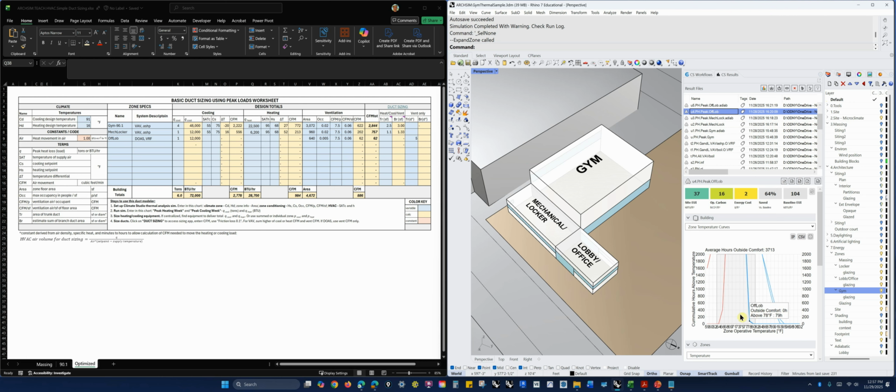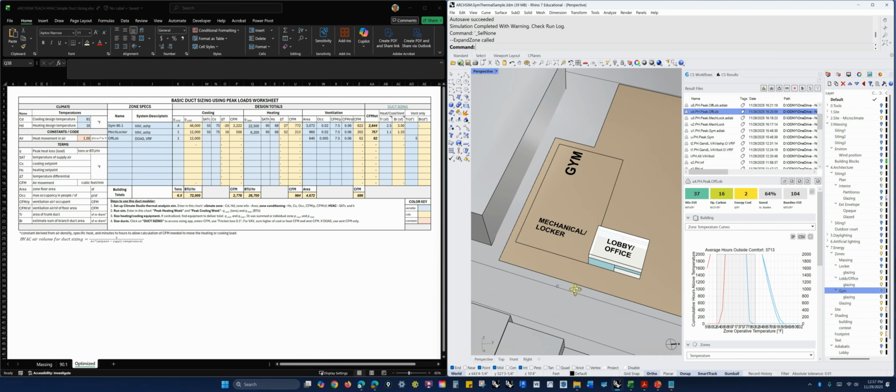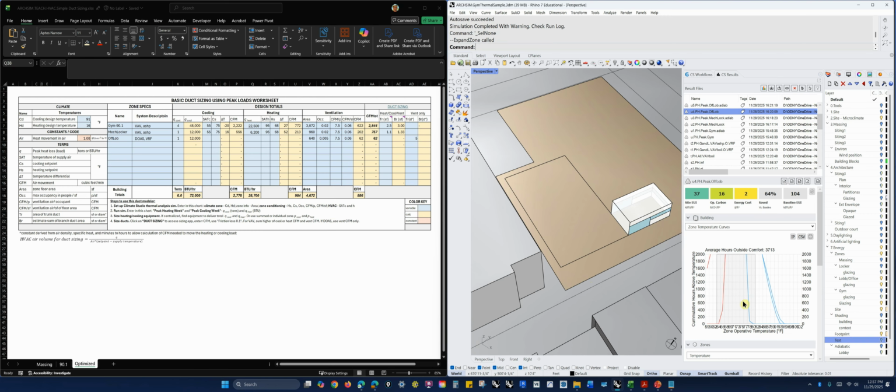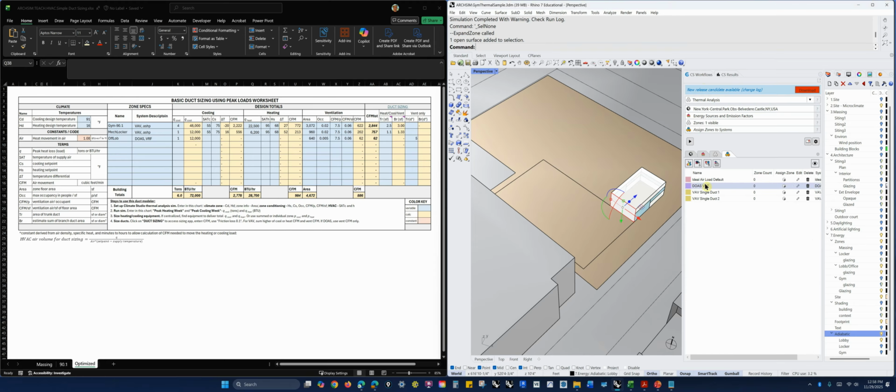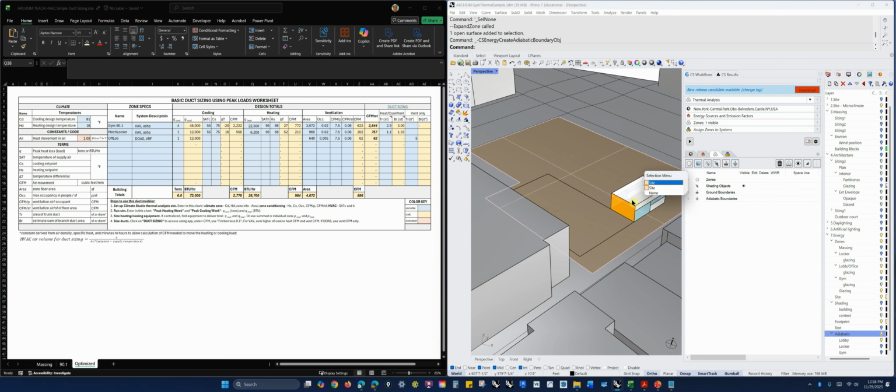If I then say, okay, I'm going to use a different method, I'm going to actually turn off my other zones. So I'm going to turn off the locker and the gym. And let me just turn off the text because it's maybe confusing. And then I'm going to add an adiabatic surface for the lobby. Remember, I can add an adiabatic surface. So basically what I'm saying is I'm just isolating this one zone.